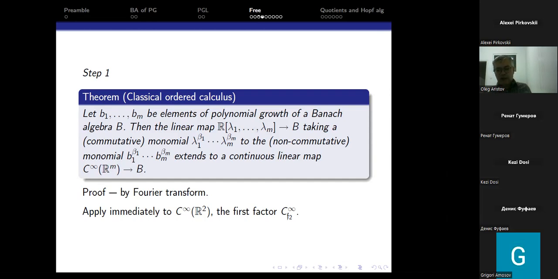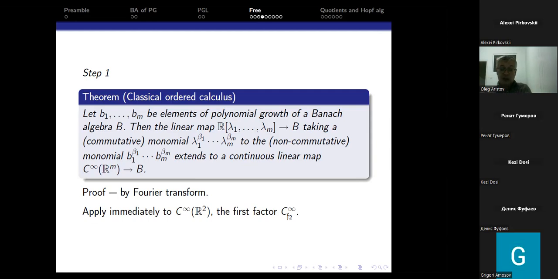And of course, this map extends to a linear map from the algebra of polynomials to B. And the theorem says that in fact, since b1, ..., bm are elements of polynomial growth, this linear map extends to a continuous linear map. And the proof again uses the Fourier transform.